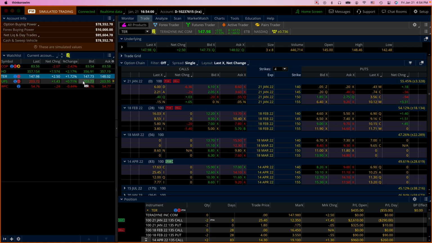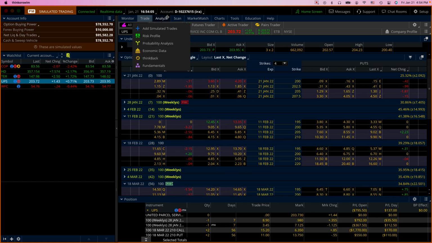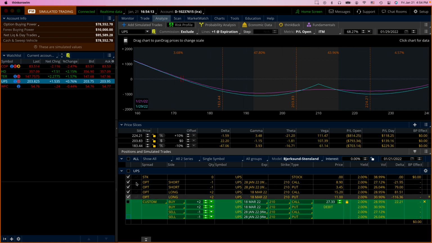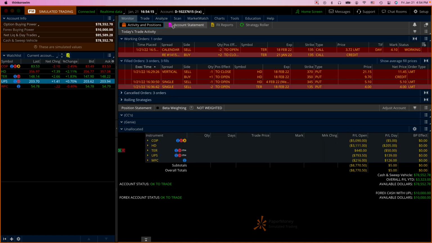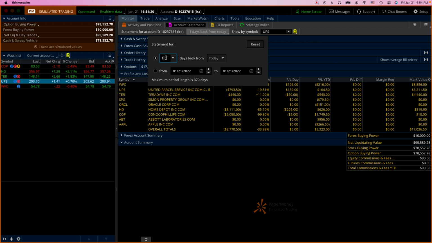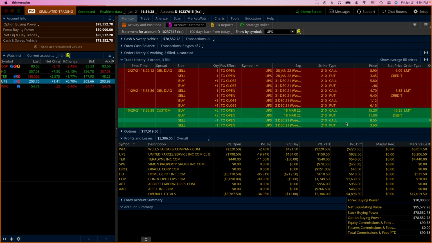Okay, let's go to UPS. Analyze that, and on UPS there's a series of trades. So what it looks like here is not the right trade. You see, to go to the monitor tab, account statement, and I go 100 days back, and you see that I have actually done a couple of rollovers here. 1, 2, 3. So the original trade plus 2 rollovers.